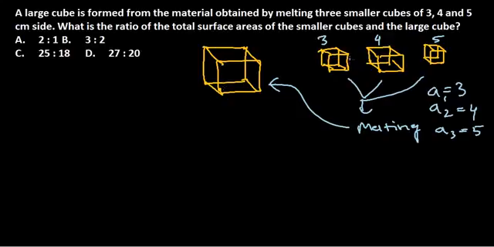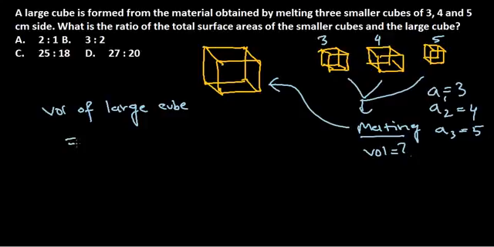After melting all the small cubes, we have the raw material in our hand to make the large cube. So what is the volume of this material after melting the three small cubes? The volume of the large cube will be equal to the material obtained after melting all of these small cubes. So the volume of the large cube will be equal to the sum of the volumes of the small cubes.